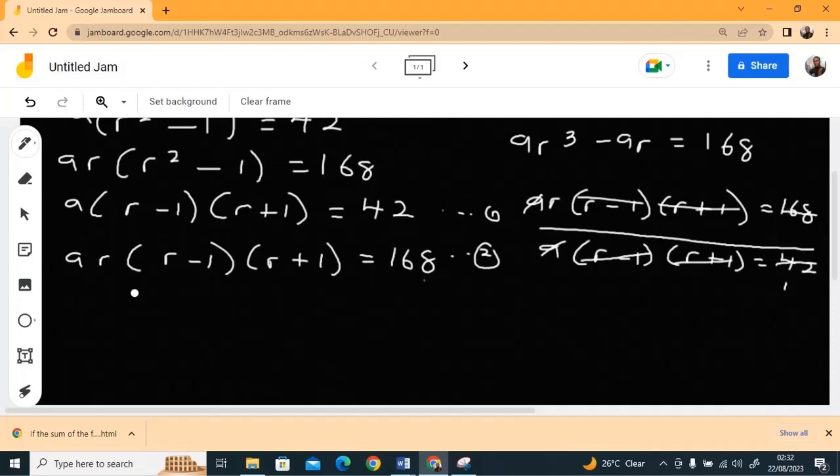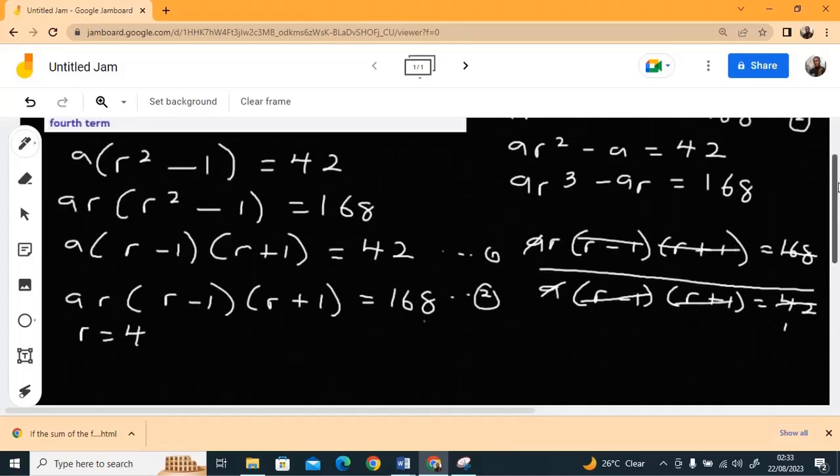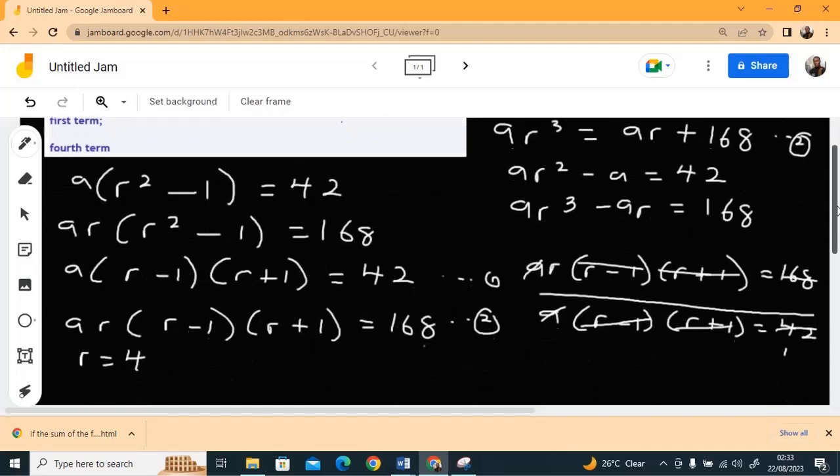So it means my r is equal to 4. Just get the logic around this: you want to find a way in which your r can stand alone. That's why I divided them by each other. Now you have gotten your r, so it's very easy. I can use any of the equations, so I'll use equation 1.